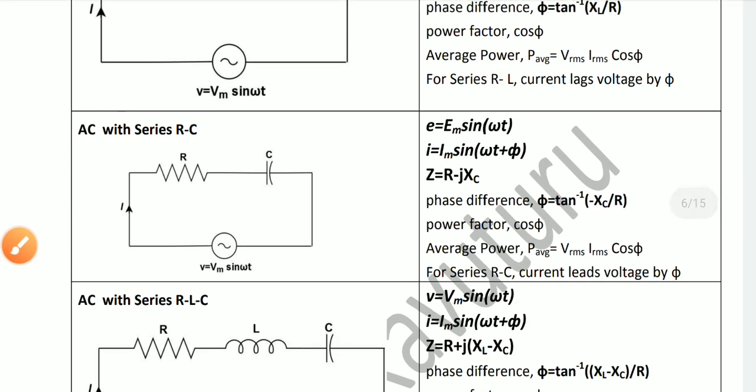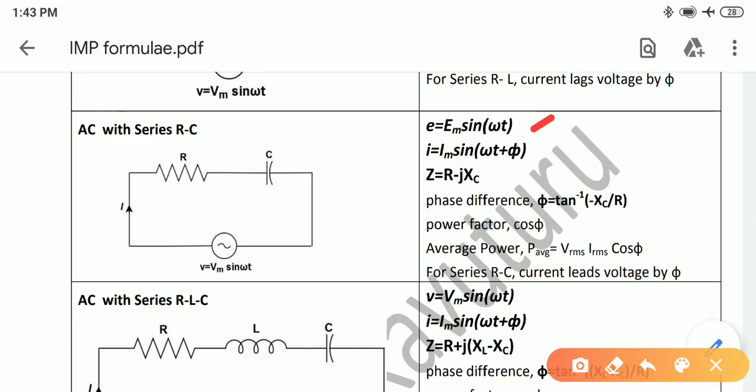Now AC with series RC, so if the voltage E is equal to Em sin omega t is applied, I is equal to Im sin (omega t plus phi) is the output. So here current leads the voltage by an angle of phi, that is not 90 as for pure capacitance. Where phi is given as minus tan inverse of XC by R, and the power factor is given as cos phi. The average power is also given as Vrms into Irms cos phi, and the impedance of the circuit is Z is equal to R minus jXC.